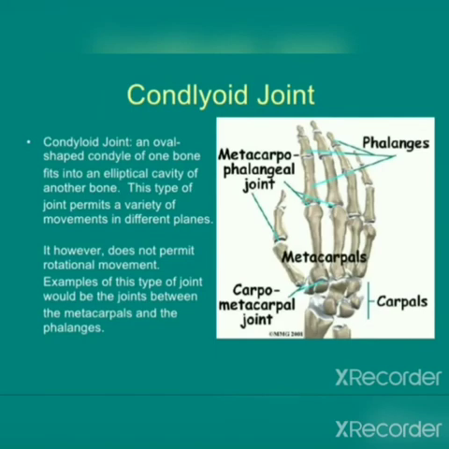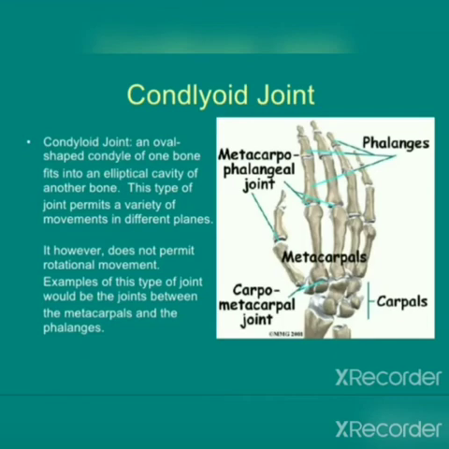Next is the condyloid joint. In condyloid joints, an oval-shaped condyle of one bone fits into an elliptical cavity of another bone. This type of joint permits a variety of movement in different planes. It, however, does not permit rotational movement. An example of this joint would be the joint between the metacarpal and the phalanges.